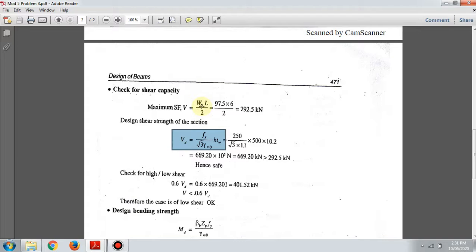Beta B is 1, ZP is 2074.67 into 10 raised to 3, fy is 250 divided by gamma m0 1.1. So we got 471.51. So this has to be compared with, for simply supported, 1.2 Ze fy divided by gamma m0. For cantilever it is 1.5 Ze fy divided by gamma m0. So of both values, the least value, that is 471.51, is the design bending strength.